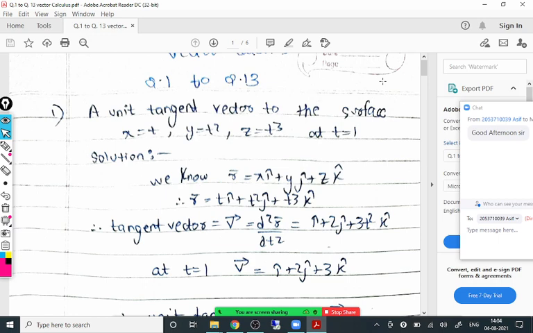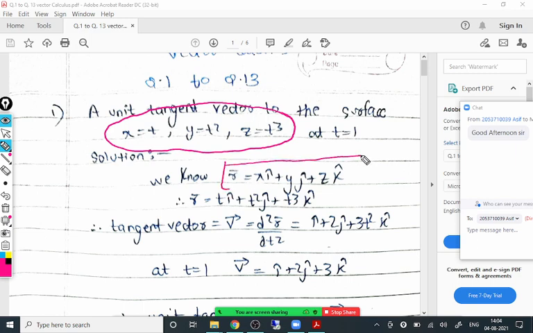So let me start here. Question 1: we have to find the unit tangent vector for the particle which is moving on this parametric curve. We know that r bar is the position vector, given as xi plus yj plus zk. Remember, throughout you have to keep the same notation. Either use the cap notation throughout, or write without the cap. So this is the position vector r bar.